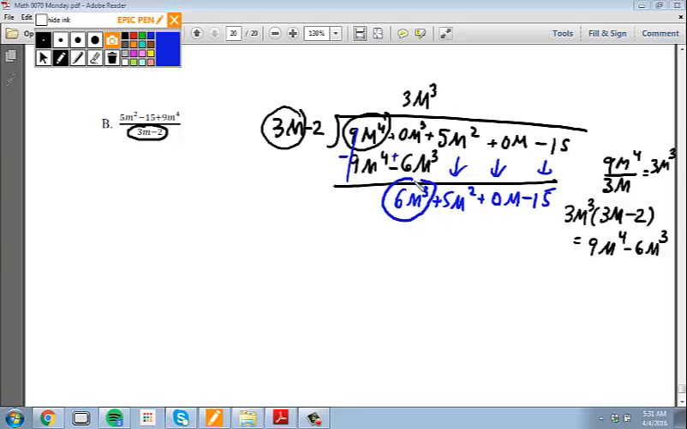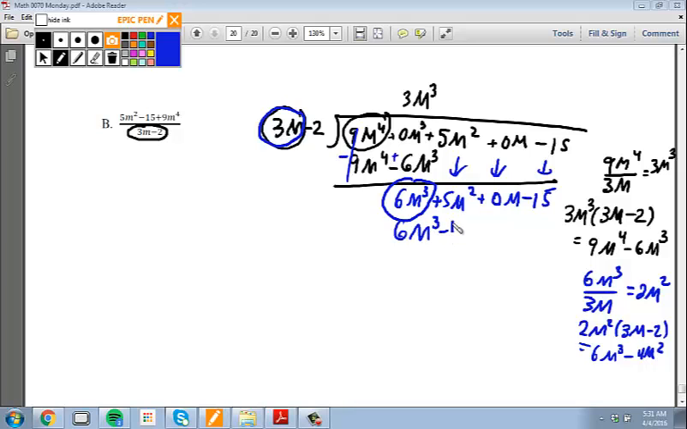Now I start from the beginning. 6m to the 3rd divided by 3m. That gives me a 2m squared. And I multiply the 2m squared times the 3m minus 2 to get 6m to the 3rd minus 4m squared. Now, what I do, I need to remember to subtract, so I change the signs. So 6 minus 6, 0, 5 plus 4, 9, so 9m squared plus 0m minus 15. Remember to bring everything down.